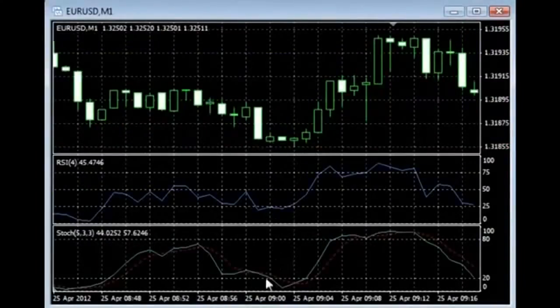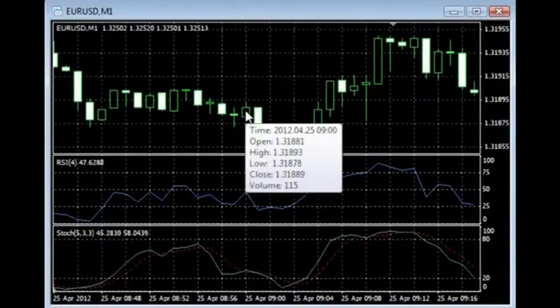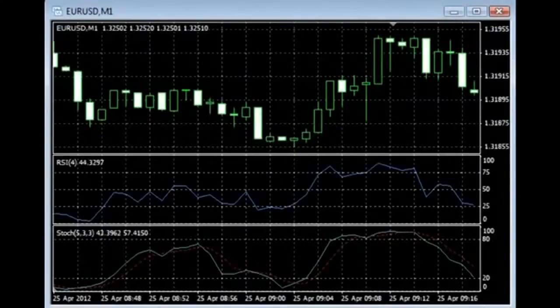Here's the 1 minute chart. You want to switch over to the 1 minute. Here's the 9 o'clock candle. This is the opening candle for the new 15 minute. You'll notice that prices are moving down. We're looking at the stochastic. The stochastic is moving down, okay, and it continues to move down until it crosses. The blue line crosses the red line.